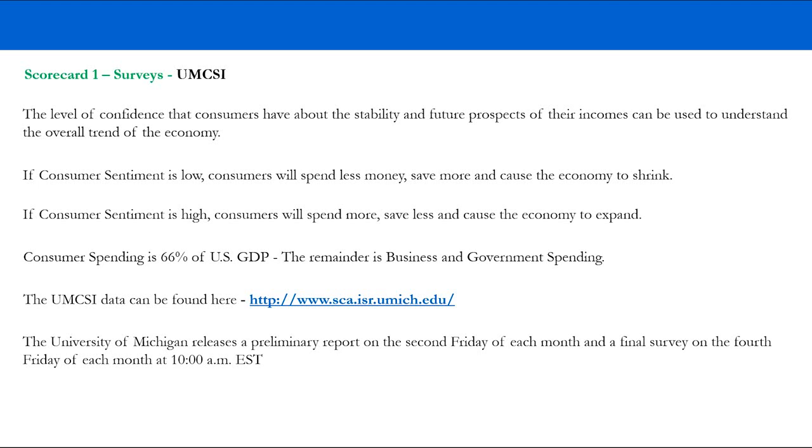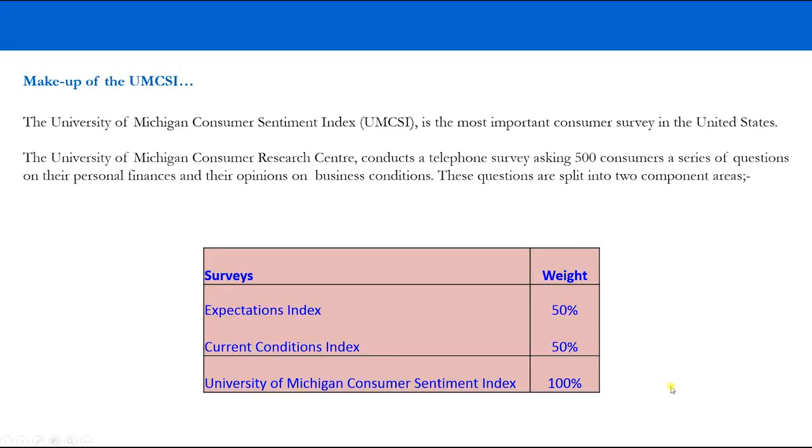The University of Michigan releases a preliminary report on the second Friday of each month and the final survey on the fourth Friday of each month at 10 a.m. Eastern Time. Now, if we look at the University of Michigan Consumer Sentiment Index in a bit more detail, what we see is it's made up of two sub-indexes. It's made up of the expectations index and the current conditions index.